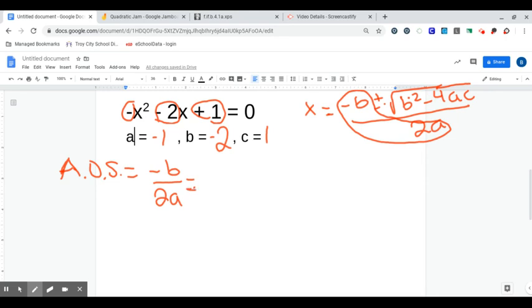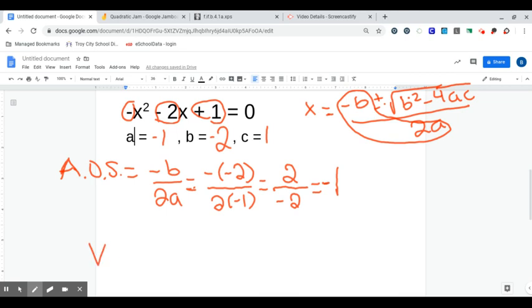So when we put this in, we're just going to plug our numbers in. So we go negative, in parentheses, we have a -2 divided by 2 times a -1. So we get a negative times a -2. So think of that as -1 times -2 on top, and we end up having a +2. 2 times a -1 gives us a -2 in the denominator. And then we have 2 divided by -2 gives us a -1, opposite signs, right? So we know that the x-coordinate of our vertex is -1.